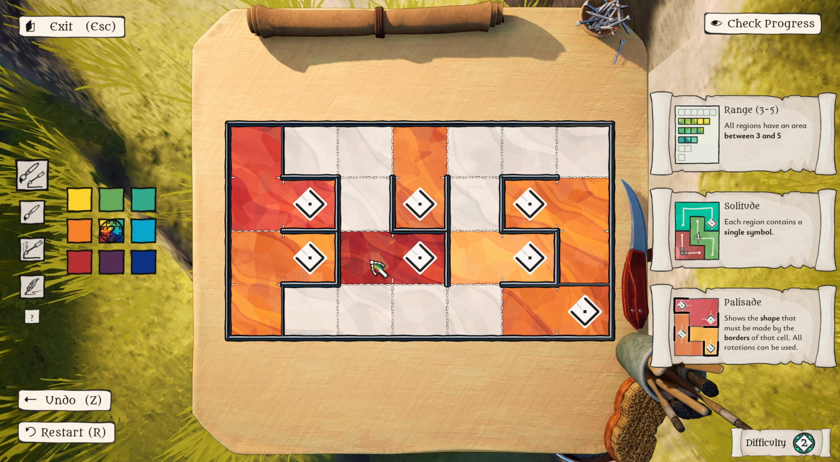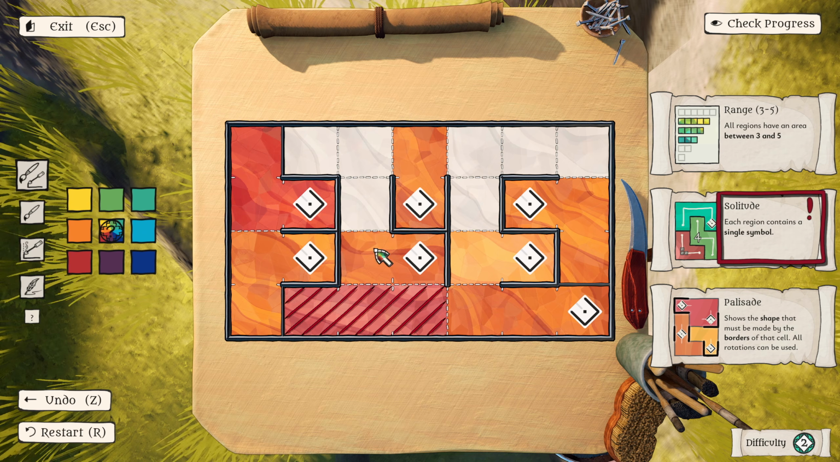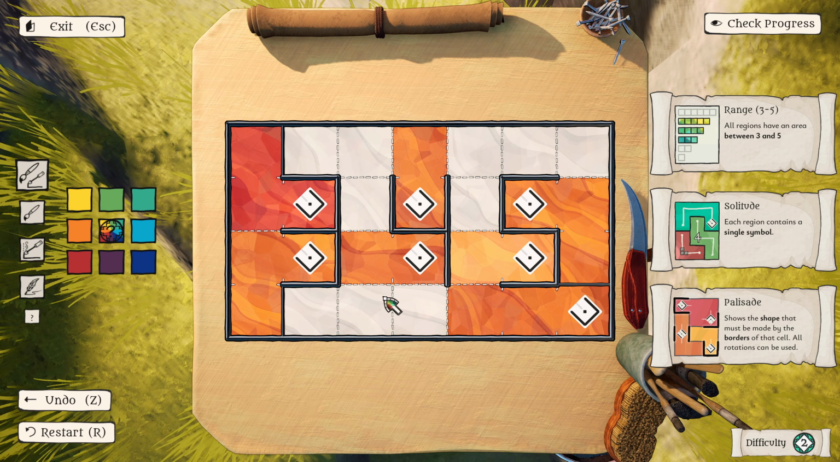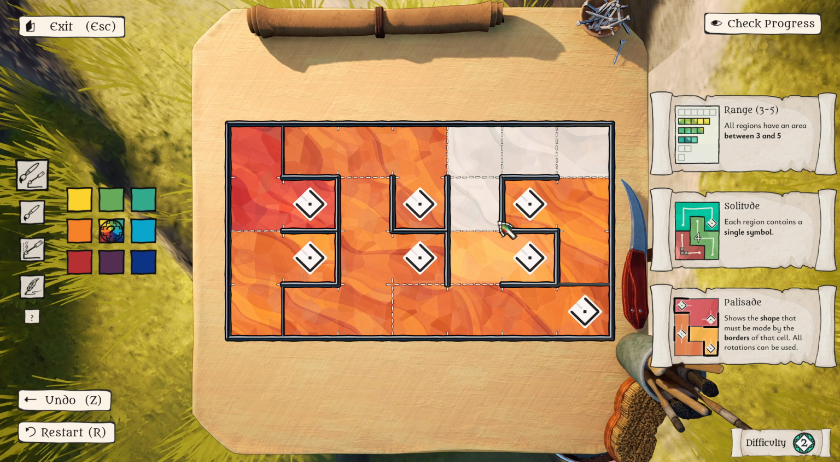Between 3 and 5. 3, 3. Oh, you have to have a symbol. It's not just one, you must have at least one. So you're 4, you're 4. You're 5, you're 4. You're 5, you're 4.